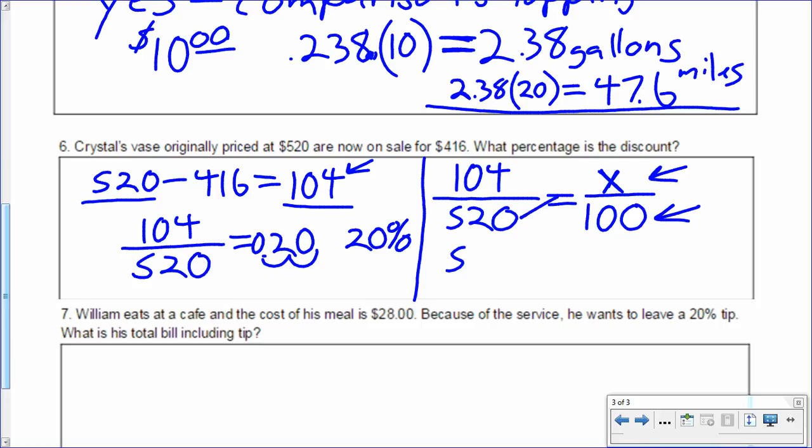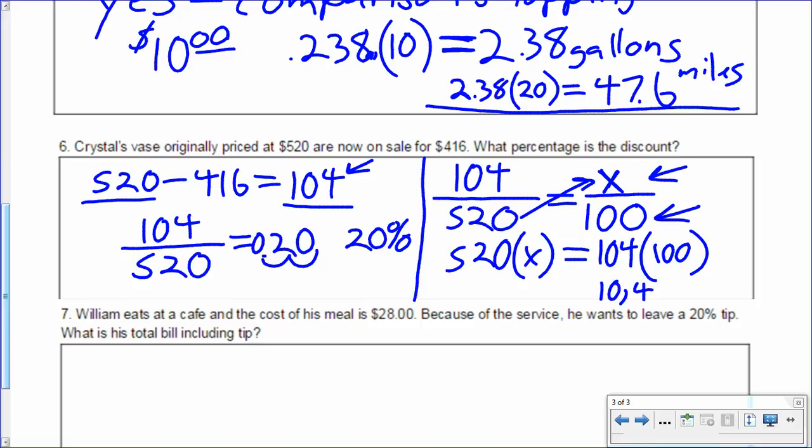So all we do this way, 520 x equals 104 times 100. So let's go ahead and multiply. 104 times 100 is going to give us 10,400. 520. And you can pause and do this one yourself and just double check with my math, just so we know we're all correct here. Now we have 520 times some decimal, some percent, some something equals 10,400.